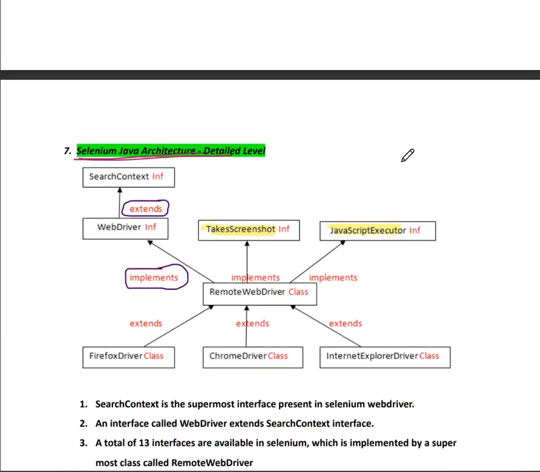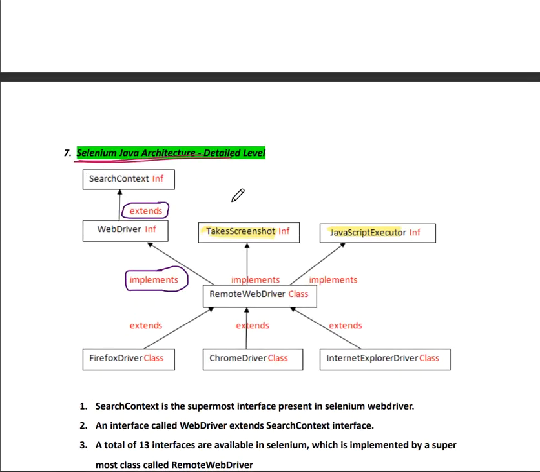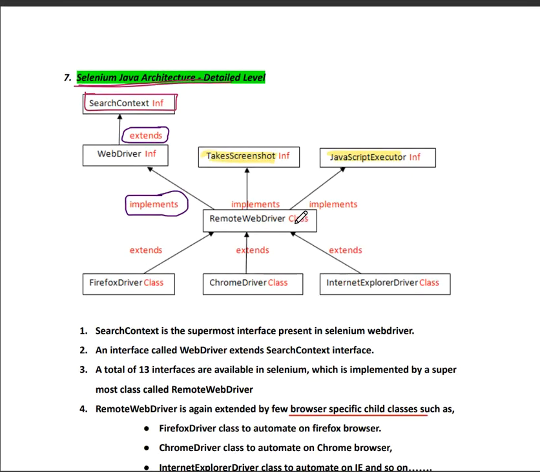Now the next question is, what is Selenium architecture? So first, you all know SearchContext is the supermost interface present in Selenium WebDriver. Then an interface called the WebDriver interface extends this SearchContext interface. After that, a total of 13 interfaces are available in Selenium. How many interfaces are present in Selenium? A total of 13 interfaces are present in Selenium, which are implemented by the supermost class RemoteDriver.